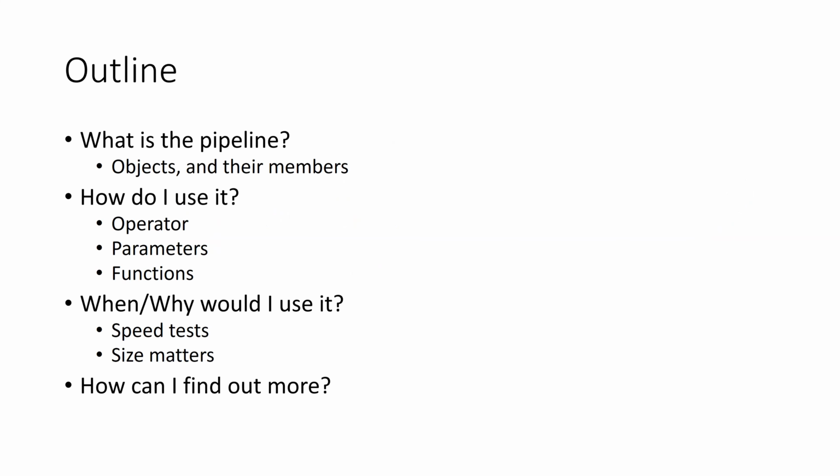With the outline, I'm going to make some assumptions. Like I assume you're already familiar with PowerShell and that you know everything in PowerShell is an object. So today we'll go over what the pipeline is and then how to use it. And then maybe some ideas of when and why you would use it. And then we'll finish things up with where you can find out more.